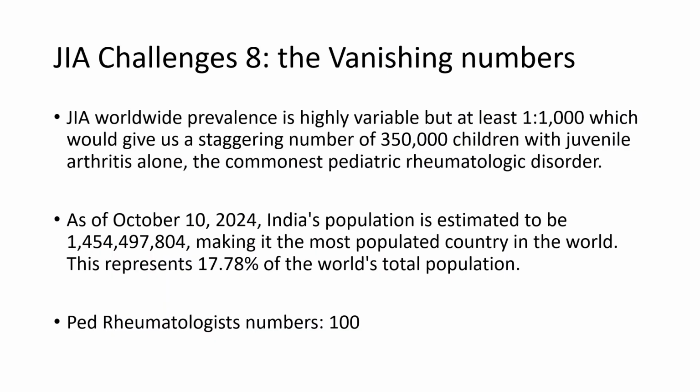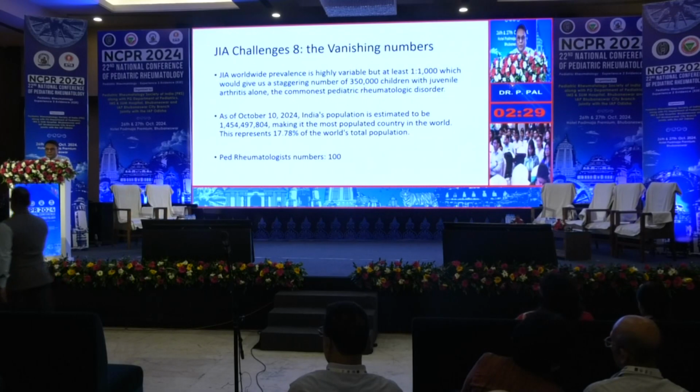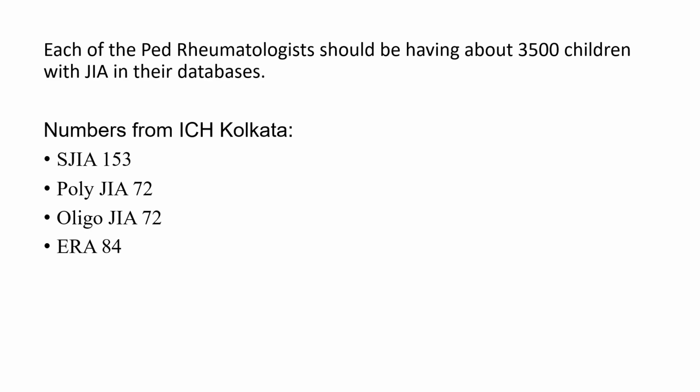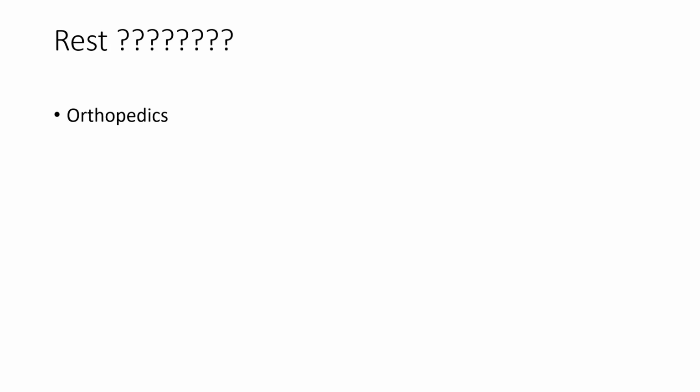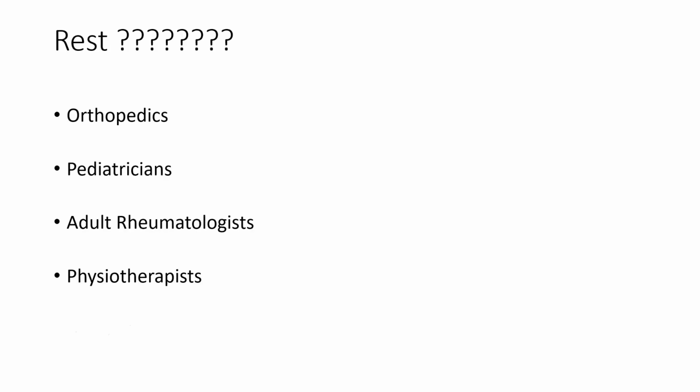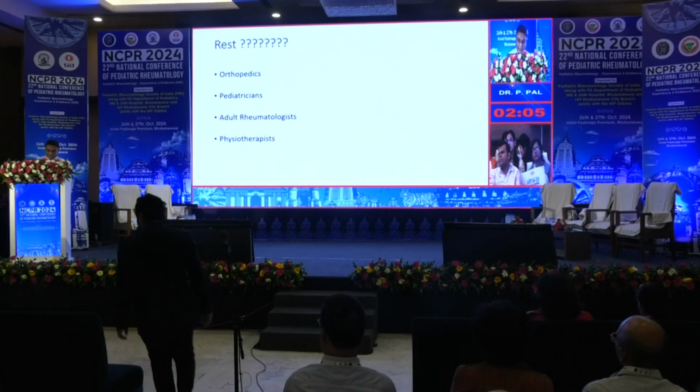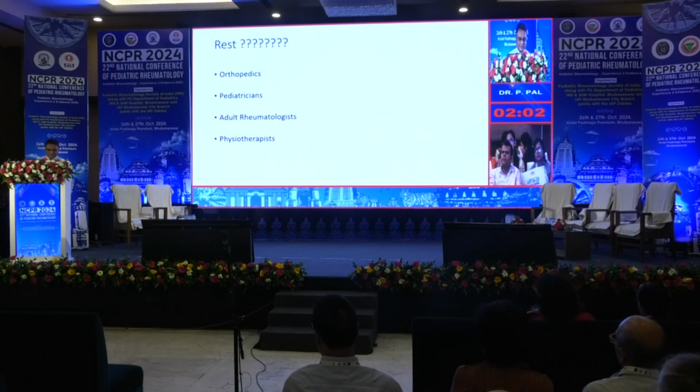The vanishing numbers. The estimate is that almost 350,000 children in India are suffering from JIA. We have possibly 100 pediatric rheumatologists throughout the country now. So everyone should have a database of around 3,500 children with JIA. If you look at the numbers from ICH, we have around 400 plus. So where are the rest of the children going? Orthopedic surgeons, pediatricians, adult rheumatologists, physiotherapists, and alternate medicine, we all have to remember.